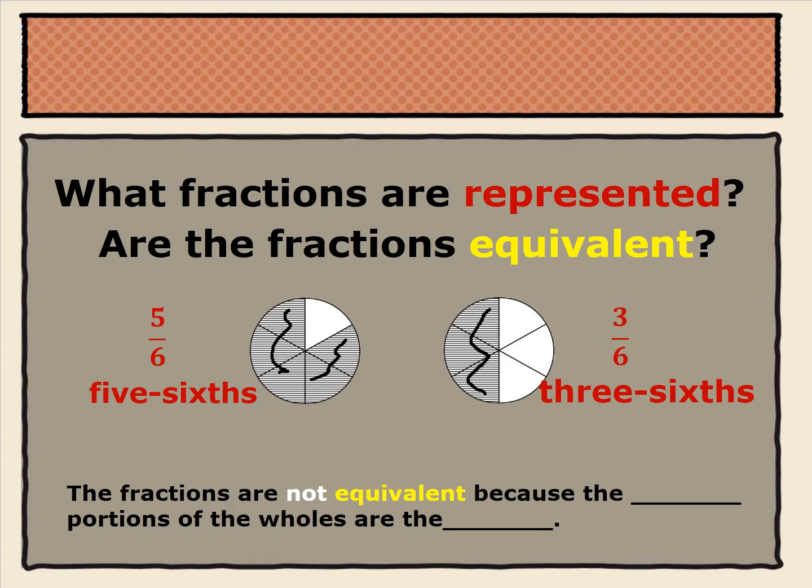If we look at the two fractions and how they were written, we can see that their denominators are the same. That means each part of the whole is the same size for each fraction. When we take a look at their numerators, we can see that 5 is greater than 3. That means the fractions are not equivalent.